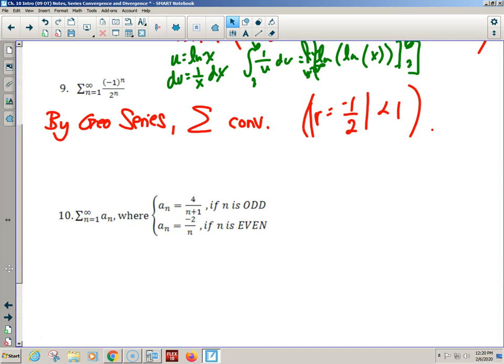This is where my power of guessing comes in. Who's plugged in 1 yet? What do we have for our first term? 2. Second term, -1. Because all of those are going to be positive, and all of those are going to be negative. I think it's an alternator.